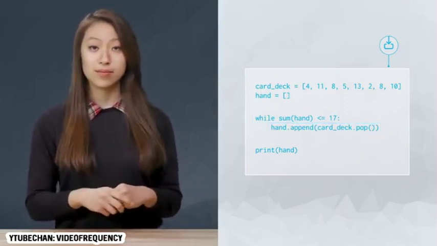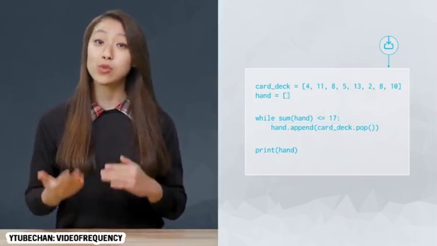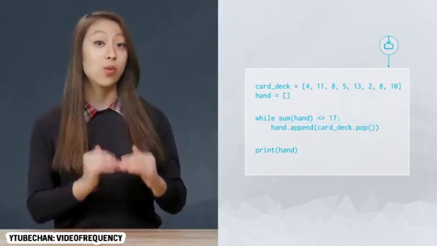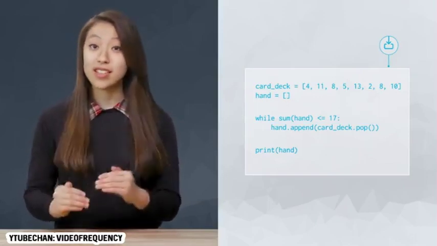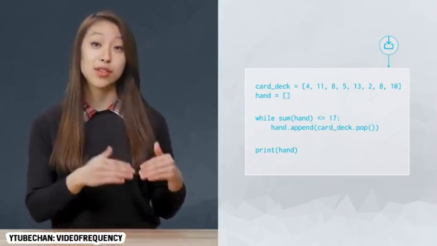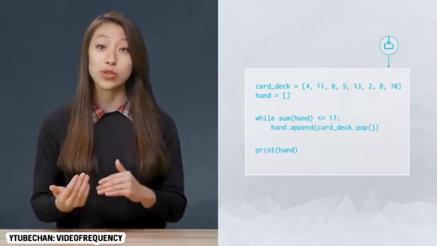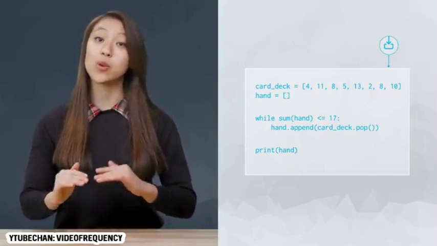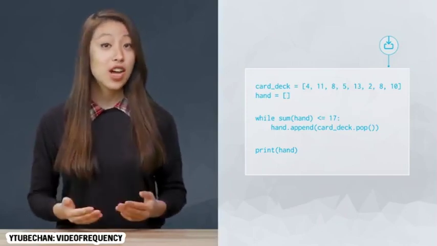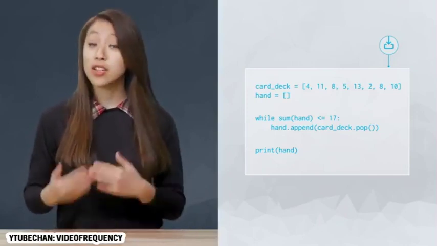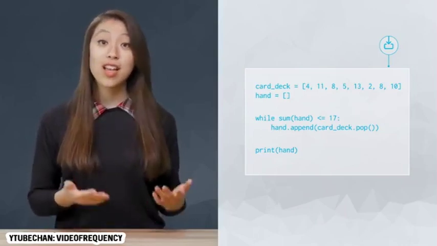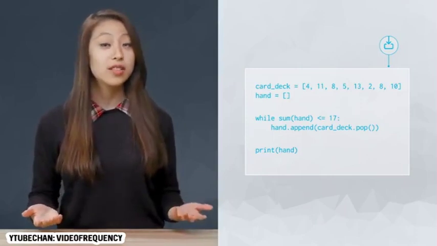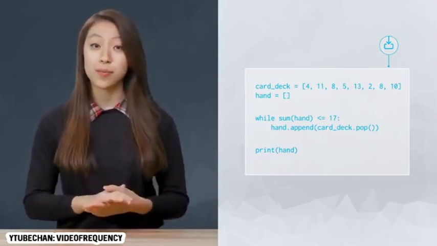Let's talk about how this while loop works. The while keyword indicates that this is a while loop. Next is the condition. In this example, sum(hand) is less than or equal to 17. If this condition is true, the loop's body will be executed. Each time the loop's body runs, the condition is evaluated again. This process of checking the condition and then running the loop repeats until the expression becomes false.